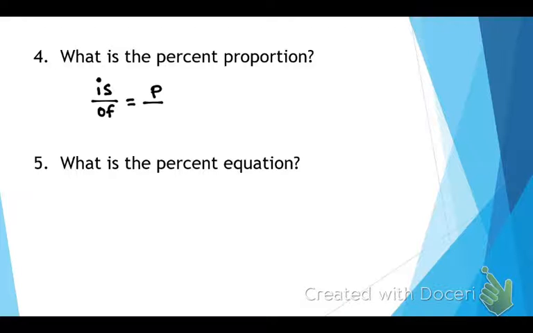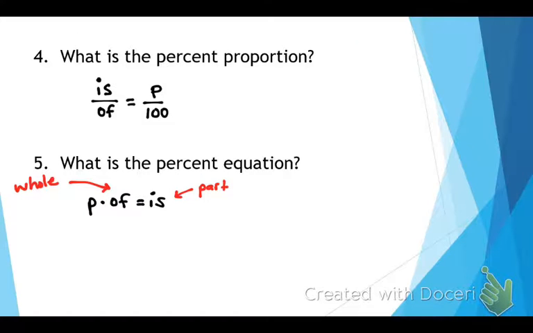All right, that makes sense because if you remember, a proportion is 2 fractions that equal each other, which is exactly what that is. Next up, what's the percent equation? P times of equals is. Very good. And if you remember, we're talking about the part and the whole. The is will always be your part, and then your of will always be the whole. Okay, so these are 2 formulas that you're going to want to have memorized for your quiz 1 week from today.